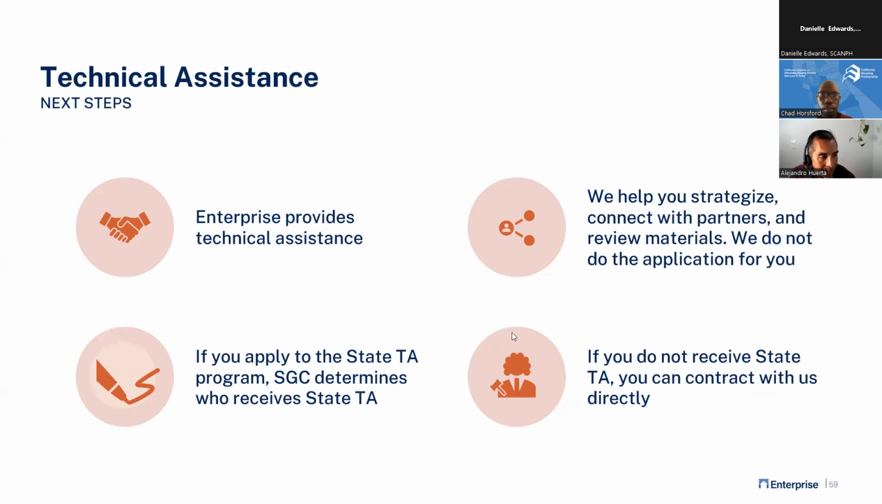There's a couple of ways to get TA. For us as TA providers and the state, you can go to the SGC website and fill out a form to see if the state would consider awarding you free technical assistance. The state determines that. And then you are welcome to solicit a fee-for-service contract from TA providers such as Enterprise. And obviously, as Chad mentioned, you can reach out to CHP directly for financial technical assistance for AHSC.